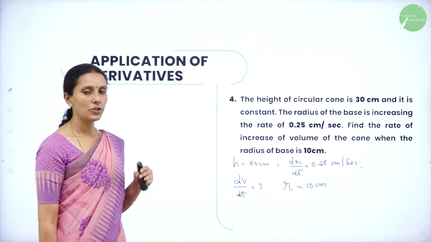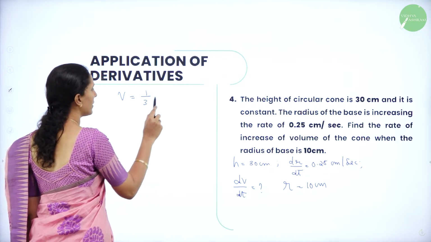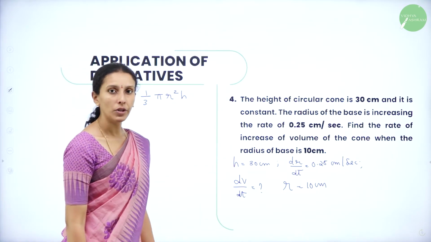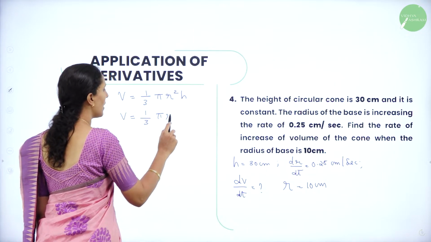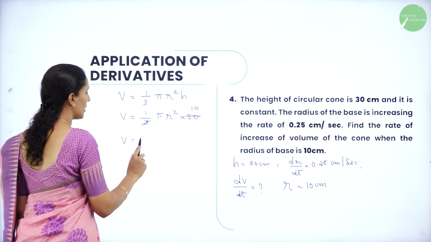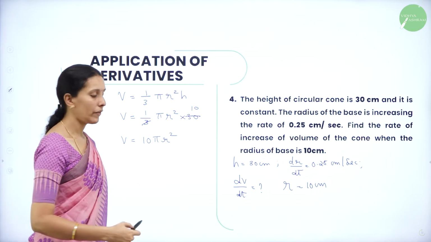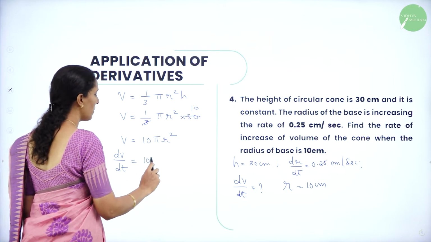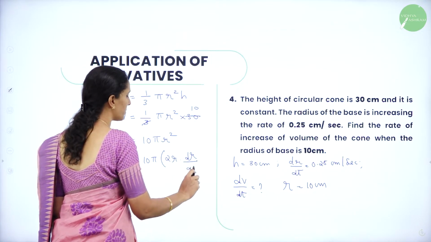Now let's see the formula to calculate the volume of a cone. That is V is equal to 1/3 pi r square h. They have given h is equal to 30 centimeter. Let's substitute here. So it is 1/3 pi r square into 30. You can cancel, so we get V is equal to 10 pi r square. Now let us differentiate it. So we get dV/dt is equal to 10 pi into 2r into dr/dt.